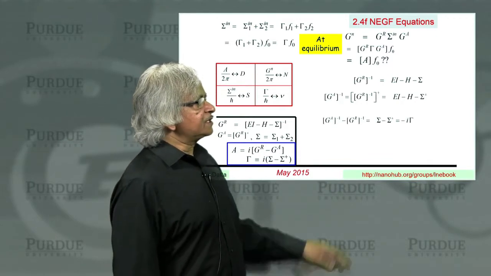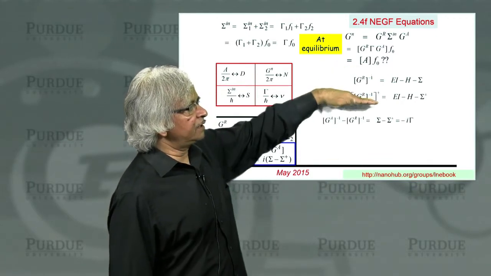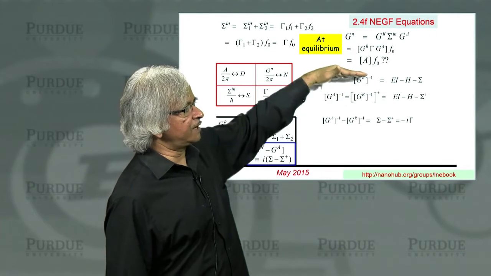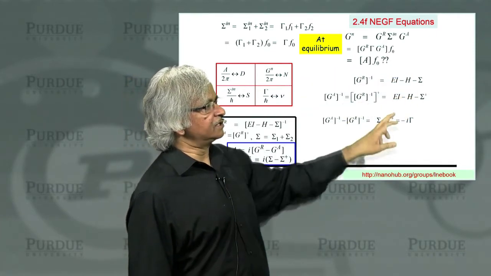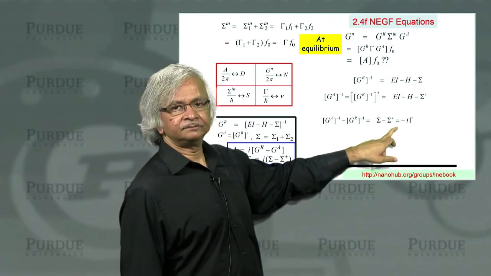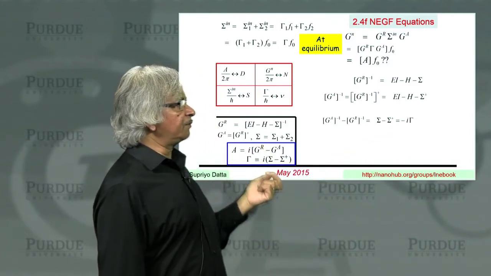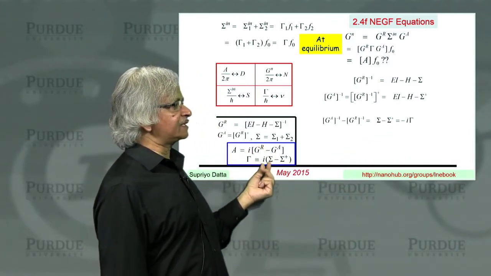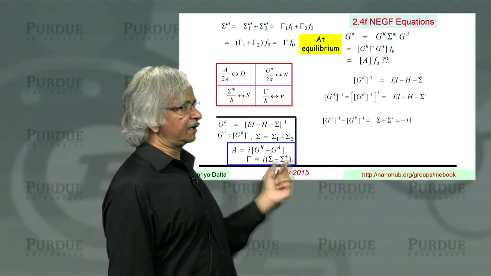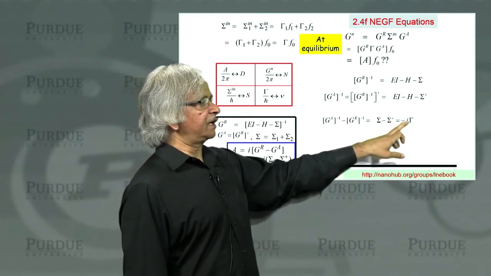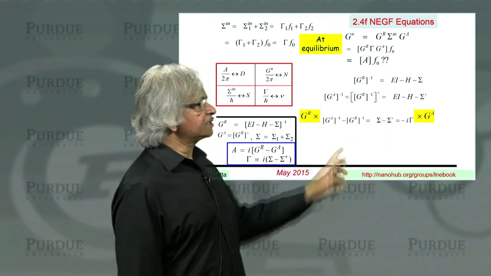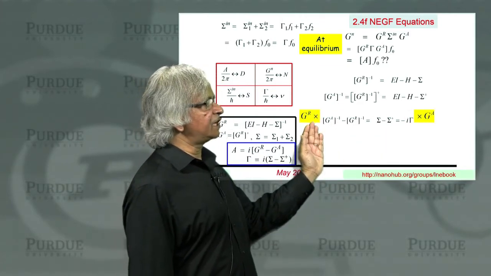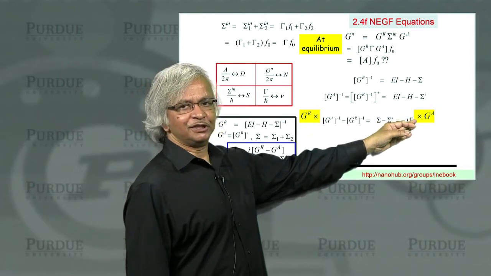Next, what we can do is subtract this one from here. So GA inverse minus GR inverse is equal to sigma minus sigma dagger. And as you remember, we had the definition of gamma as i times sigma minus sigma dagger. So sigma minus sigma dagger is minus i gamma. Now what you can do is multiply from the left with GR and from the right with GA.